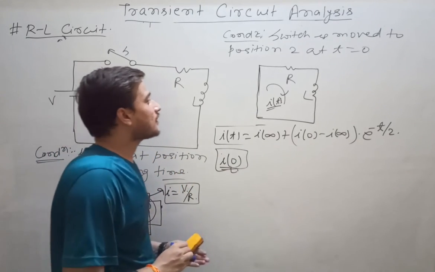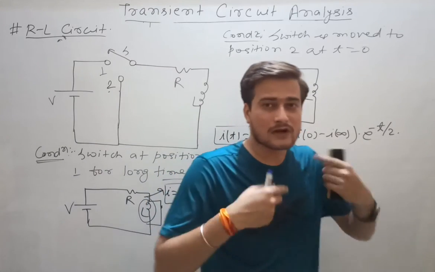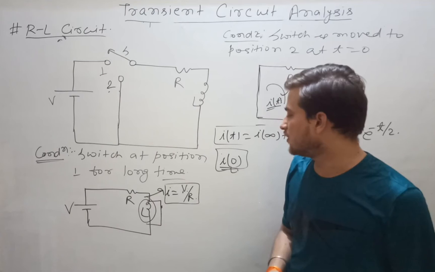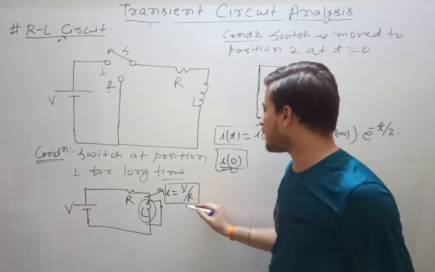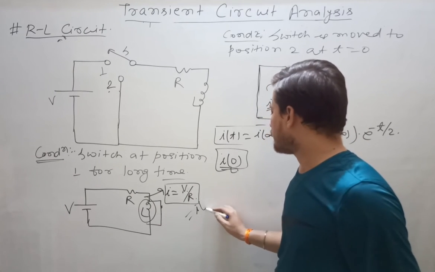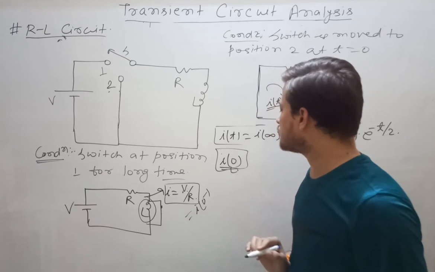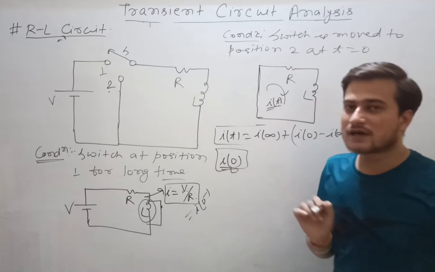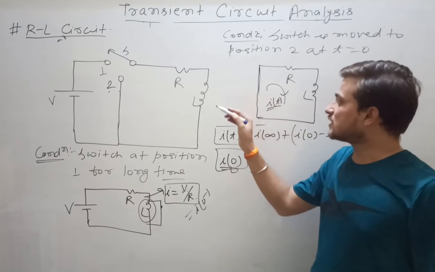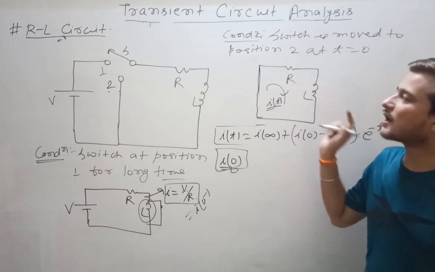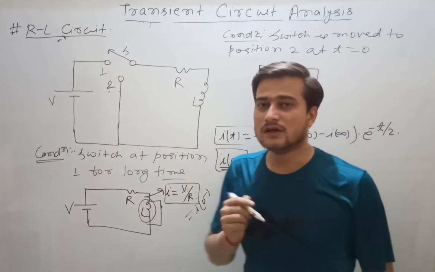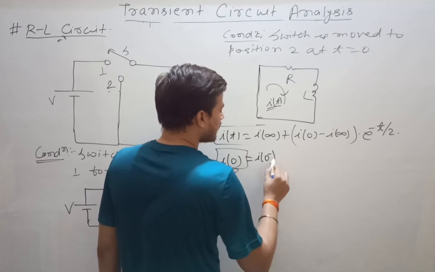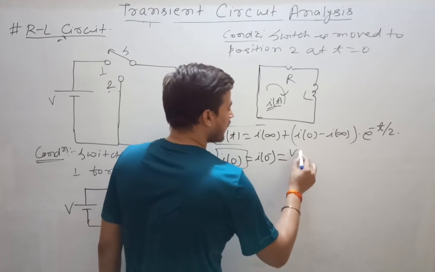At time t equal to 0 minus, before t equal to 0, it was at position 1. So you can say that this current V by R was the current flowing before the switch was moved. So this current will be equal to I0 minus. Now you know the inductor does not allow sudden change in current. So the moment you change the position of the switch, the current will still be the same at that time. So you will write I0 will be equal to I0 minus, and it will be equal to V by R.